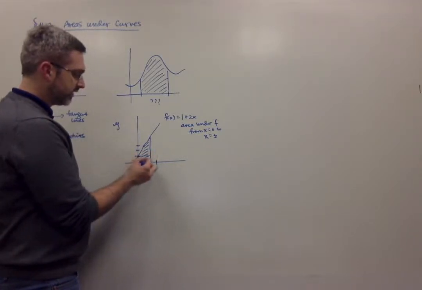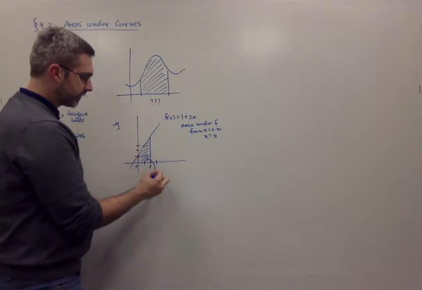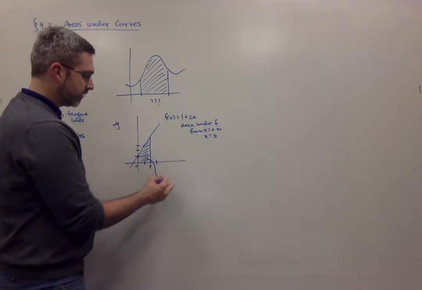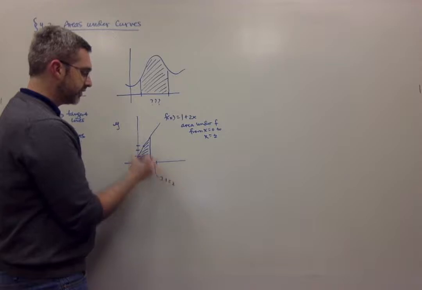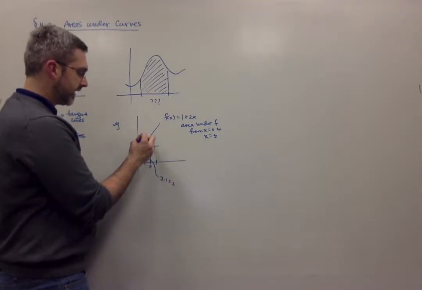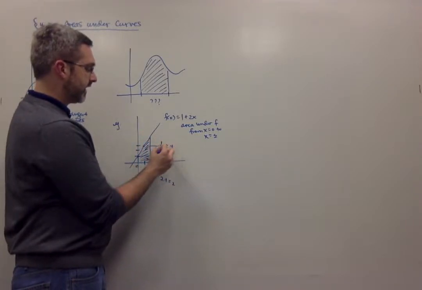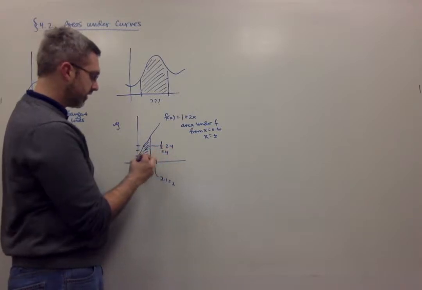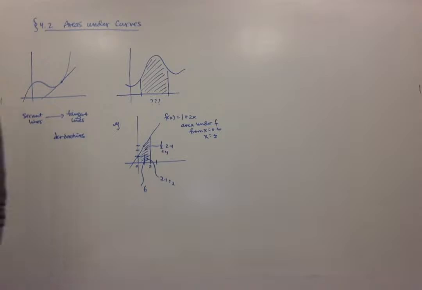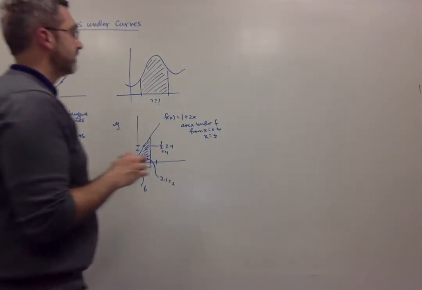So the rectangle here would have width 2 and height 1, so that area is 2. This triangle has width 2 and height 4, so it's going to be 1/2 base times height, so that's going to be 4. So the overall area here would be 6. But if you're dealing with a curved surface, it gets a lot more tricky.